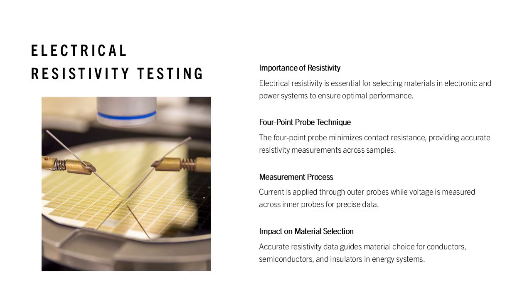Electrical resistivity is a key parameter for materials used in electronic and power systems. The 4-point probe technique is widely employed because it minimizes contact resistance errors, providing accurate measurements of resistivity across a sample. This method involves applying current through 2 outer probes and measuring voltage across 2 inner probes. Accurate resistivity data ensures proper material selection for conductors, semiconductors, and insulators, impacting performance and energy efficiency in electrical applications.